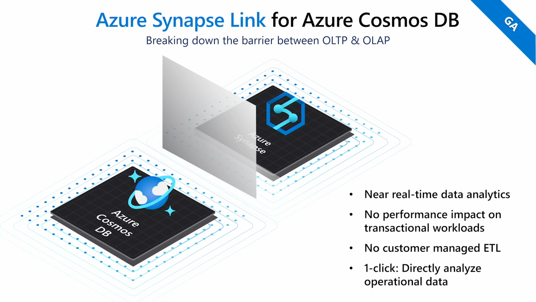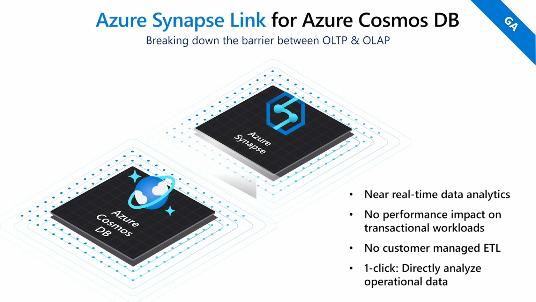Azure Synapse Link for Cosmos DB breaks down barriers between your transactional processing and your analytical processing. With a few clicks of a button, you will be able to run your data science or BI workloads using Apache Spark or SQL in Azure Synapse Analytics over data in Cosmos DB. And while you're running these analytic workloads, you will not have any impact to your transactional workloads.